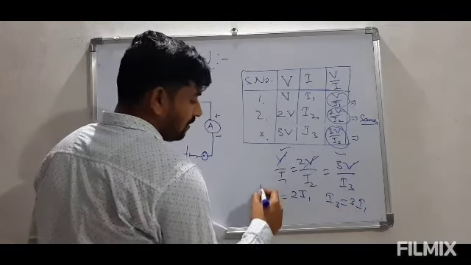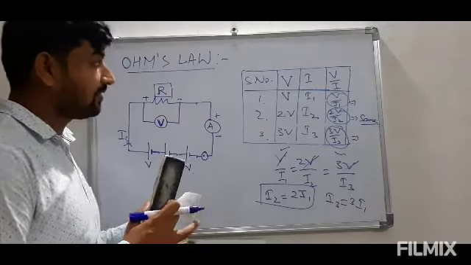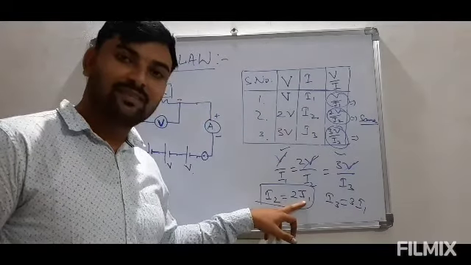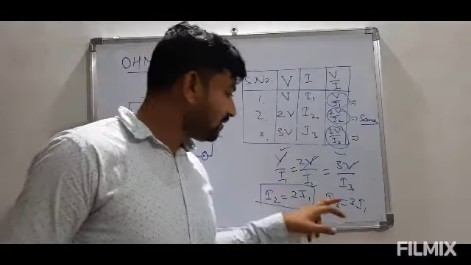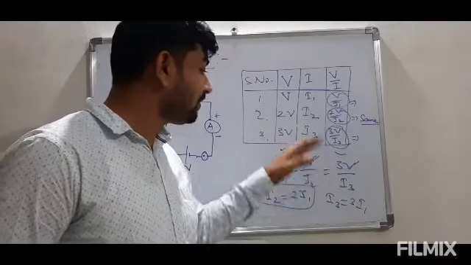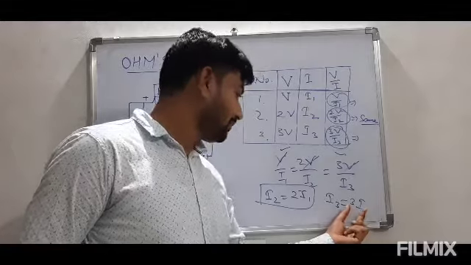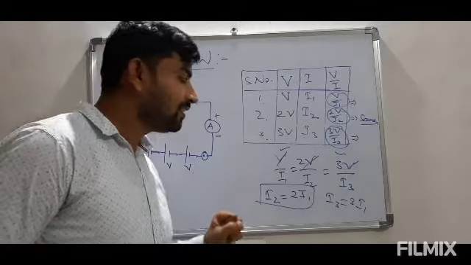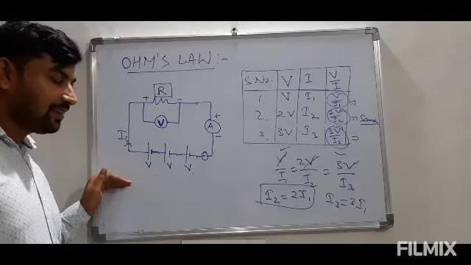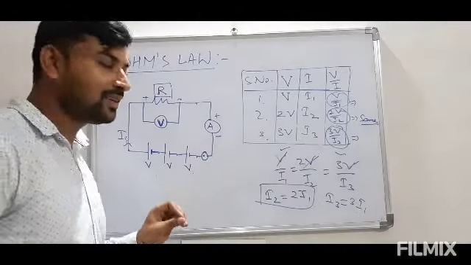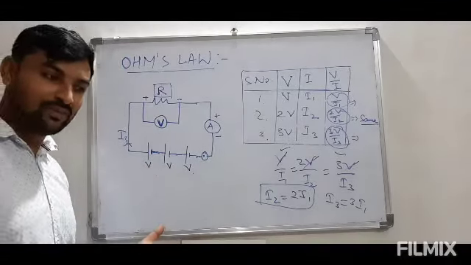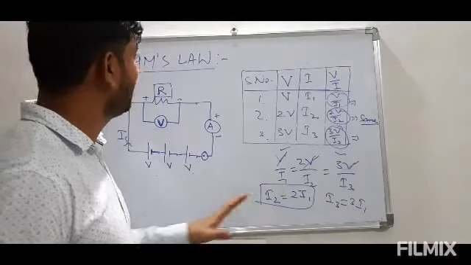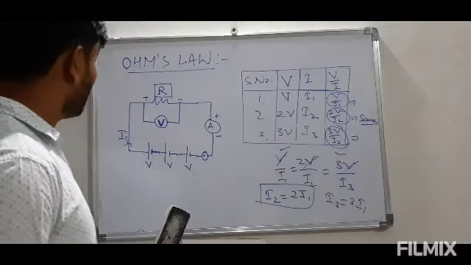It means earlier in the first part the current was I1, then when the voltage was doubled the current is 2I1. When the voltage was taken 3 times the previous, the current was again 3 times. It means whatever change is made in voltage, the same change is seen in current. So the voltage is directly proportional to the current in the circuit. If we change the potential difference across a conductor, the current in the conductor will also change. This is called Ohm's law. I am explaining it again.